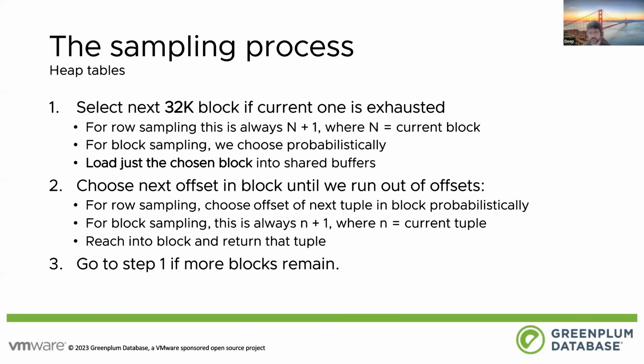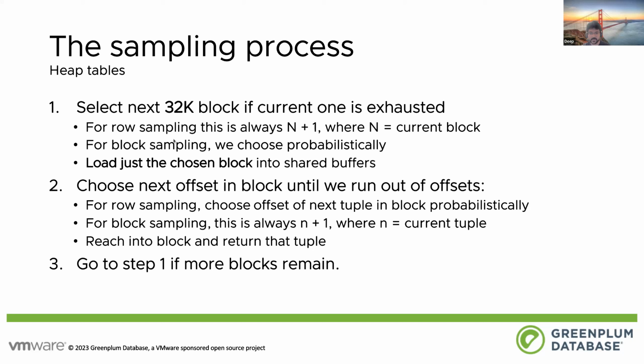So the sampling process, right? For heap tables, let's talk about heap tables first in terms of the sampling process before we get to the append optimized tables and what we did for that. So for heap tables, the sampling process boils down to this. First of all, if you don't have a current block, you need to select the next one, right? And if you're doing row sampling, this will always be the next block in the table. So block 1, block 2, block 3, block 4, we'll linearly consider each and every block in the table.